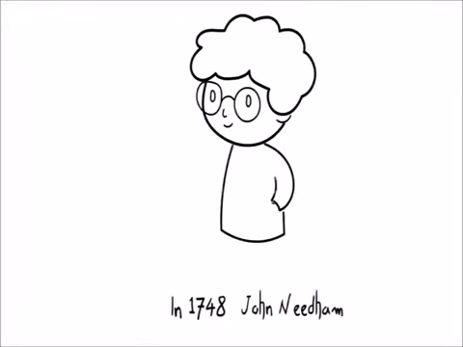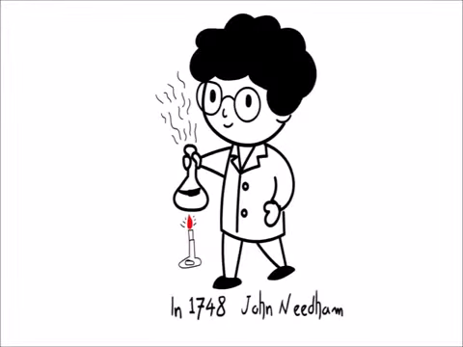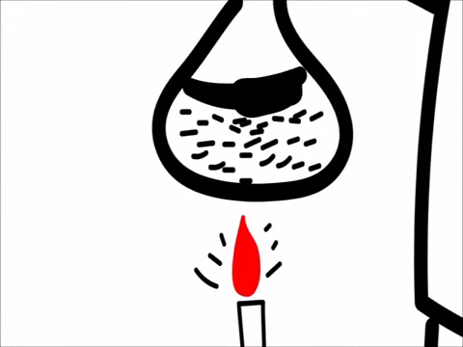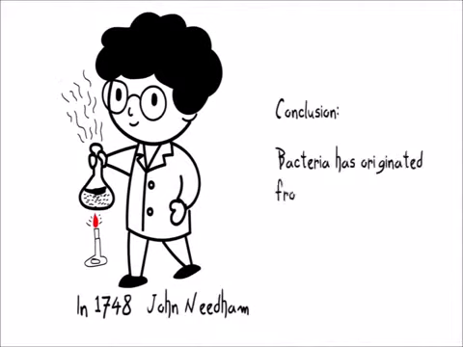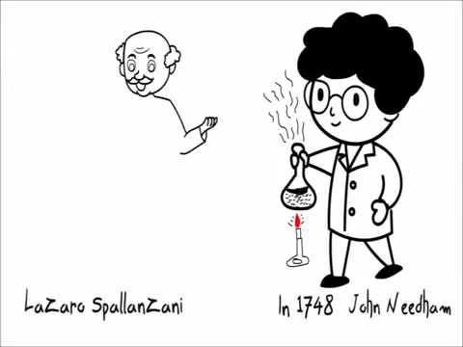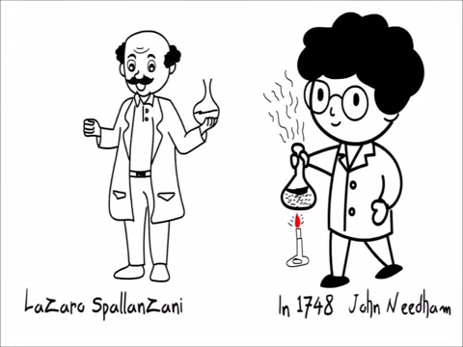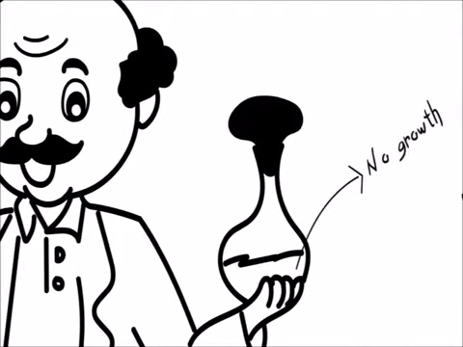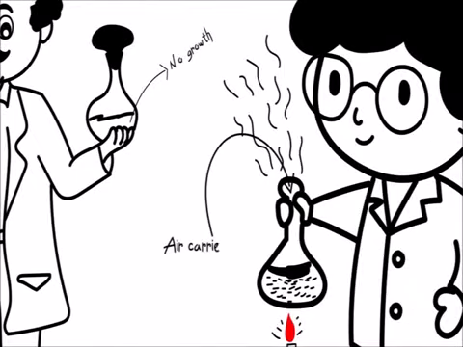In 1748, John Needham observed microorganisms in heated meat broth, which were not present at the beginning of the experiment. He concluded that the bacteria originated from the meat. At the same time, Lazzaro Spallanzani further improved Needham's experiment. He boiled the meat broth and completely sealed the flask, and the microorganisms did not grow. He concluded air had carried the germs to the broth.